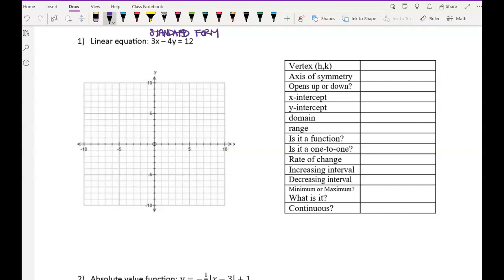So there are multiple ways to graph this. There's no wrong way or right way. It's whatever you're more comfortable with. Some methods are easier than others, but again, you will always get the same answer. So the first one I'm going to do is, in standard form, my go-to is always looking for the x and y intercept. X intercept, students, is when y equals 0. So I'm going to go 3x minus 4 times 0 equals 12.